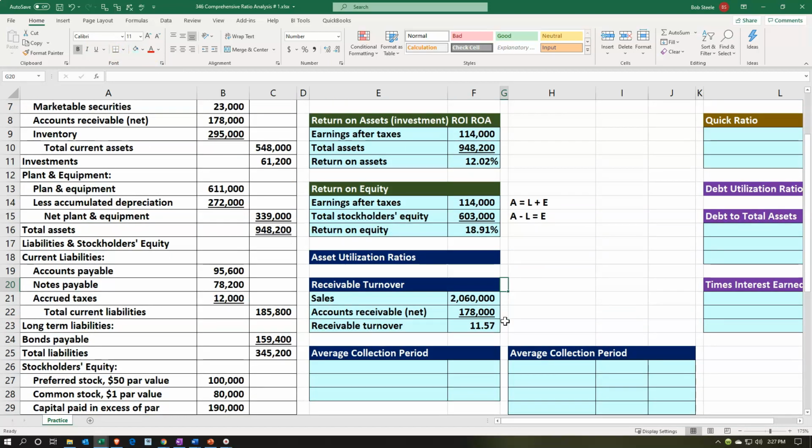Once again, is that good? Well, it depends. It depends on industry standards, and it depends on our past history. Now, it might be easier for us to see this in terms of the collection period, meaning how many days it would be outstanding. There's a couple different ways we can do this. We can call this the average collection period, or basically days receivable is outstanding. You might hear this ratio.